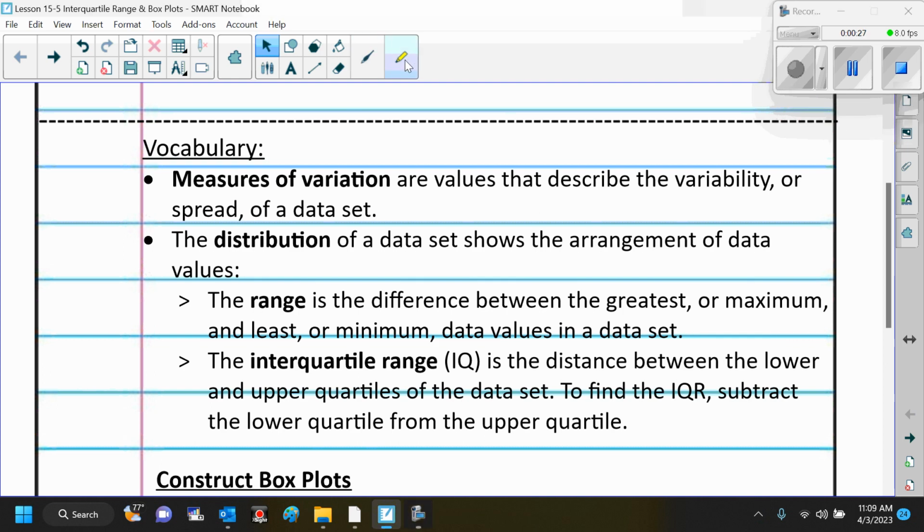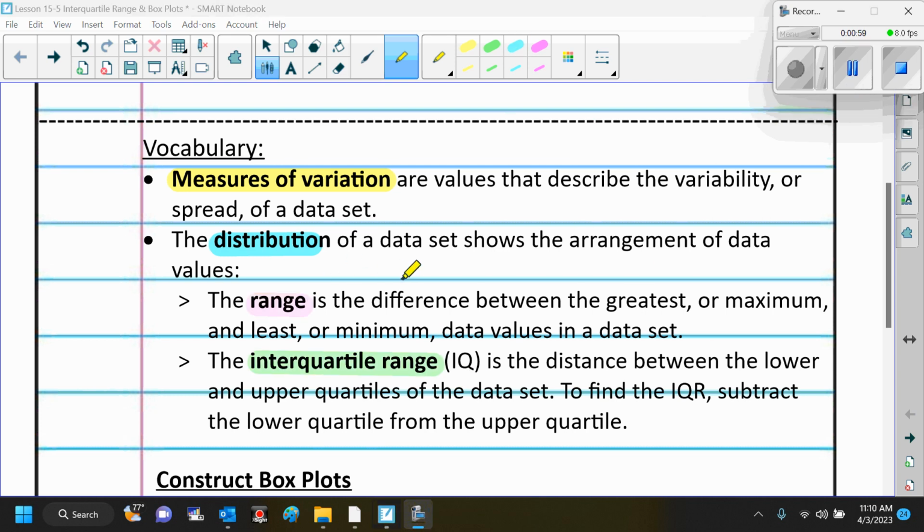So measures of variation are values that describe the variability or the spread of the data. That's measures of variation. The distribution of the data set shows the arrangement of the data values. That's the distribution. Now, the two things that help you with the distribution are the range and the interquartile range.